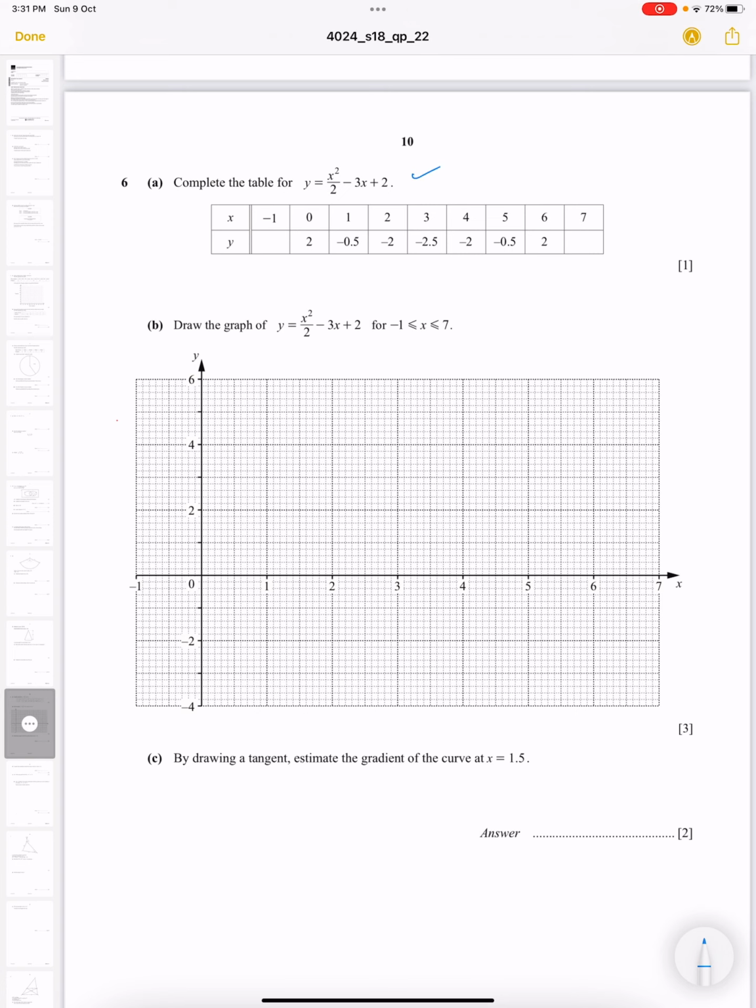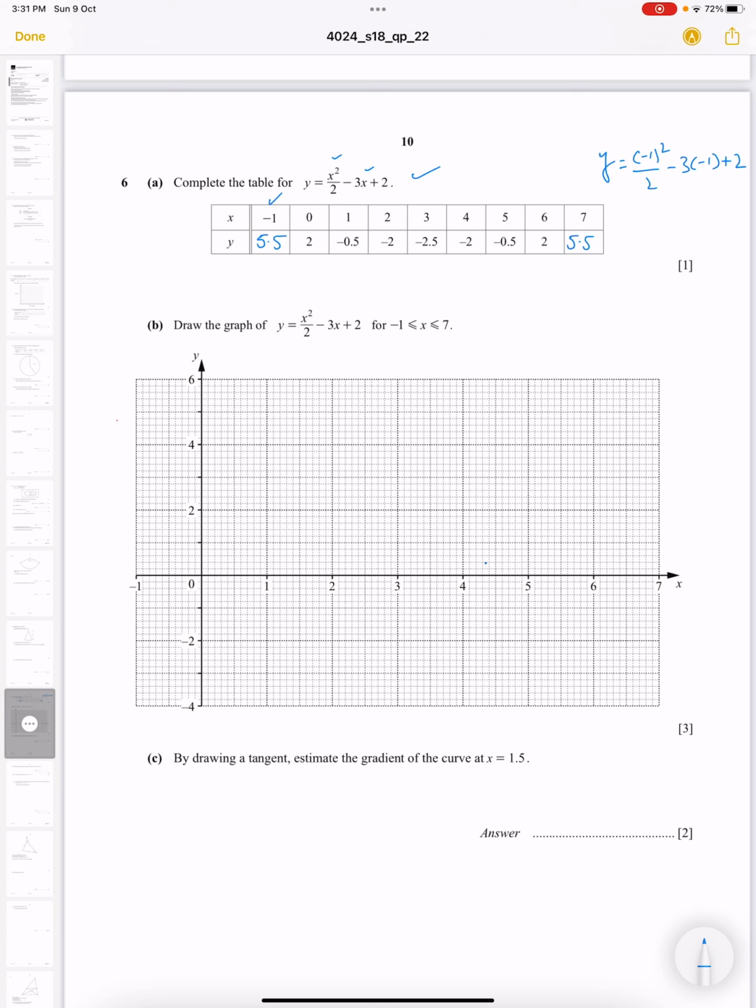The first part is that an equation is given to us in terms of x: y is equal to x squared by 2 minus 3x plus 2. First we have to complete this table. So if we substitute minus 1 in place of x in this equation, it becomes y is equal to minus 1 squared over 2 minus 3 into minus 1 plus 2. And after solving it, we get y is equal to 5.5. Similarly, when we substitute 7 in place of x here, we get again y is equal to 5.5.